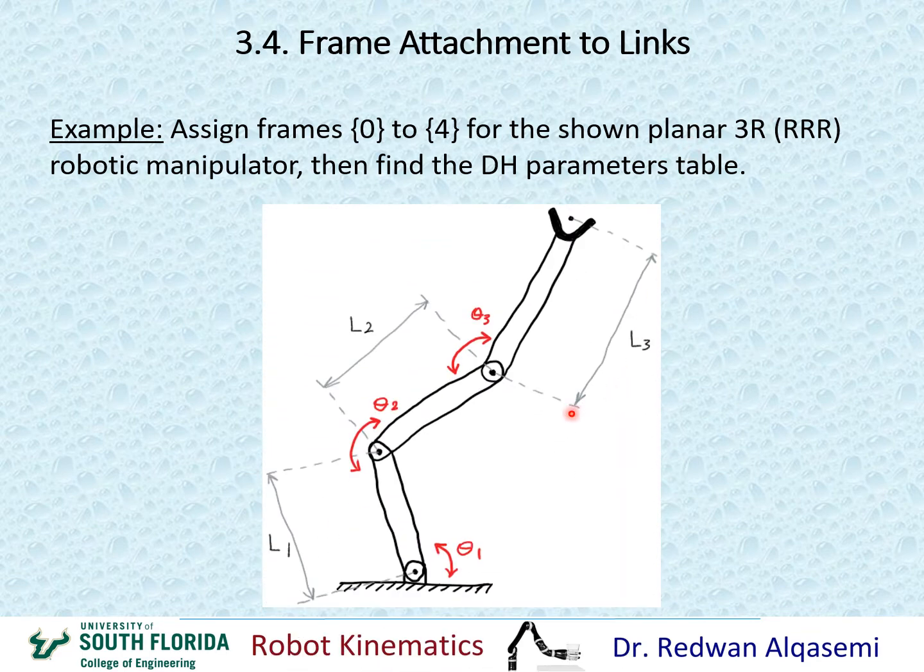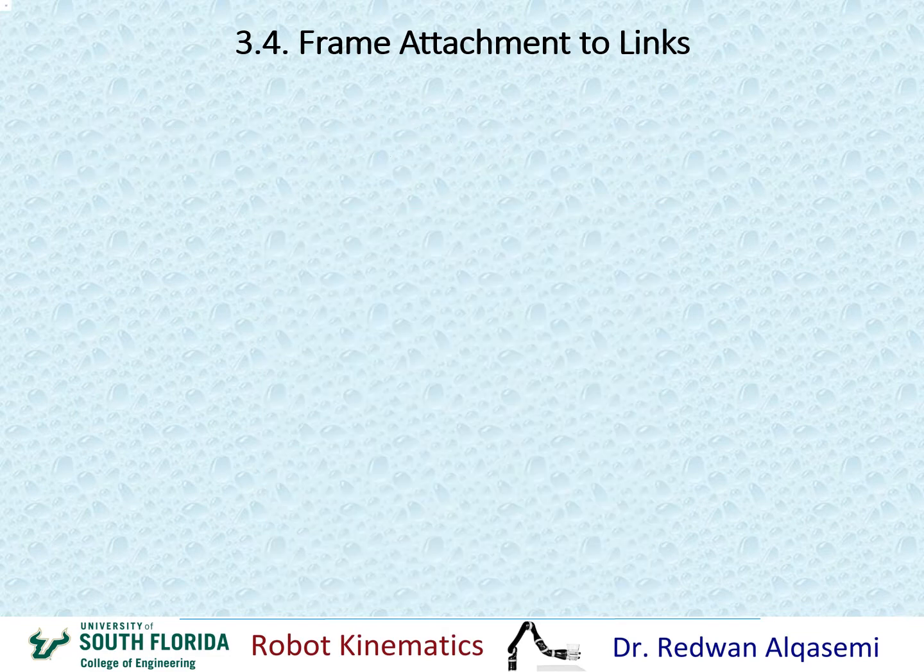So this is how a 3R robot looks like. We have joint 1, joint 2, and joint 3, all of them revolute joints. This is theta 1, theta 2, and theta 3. This is L1, L2, and L3. And this is the end effector where frame 4 will go, or typically we call it frame N or frame E for end effector. So we need to find the frame assignments, assign frames, and find the DH parameters for this example.